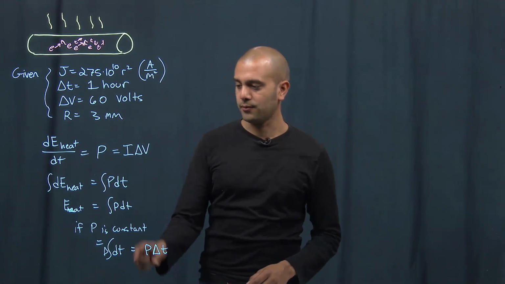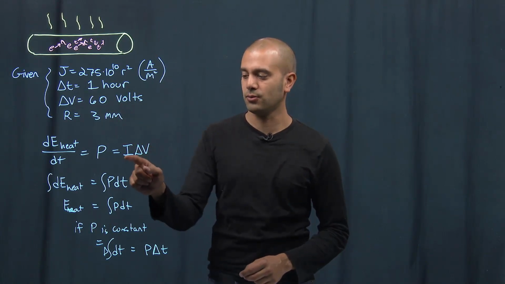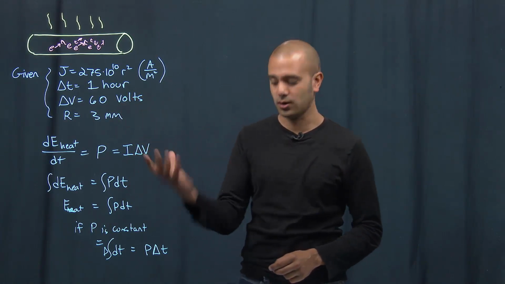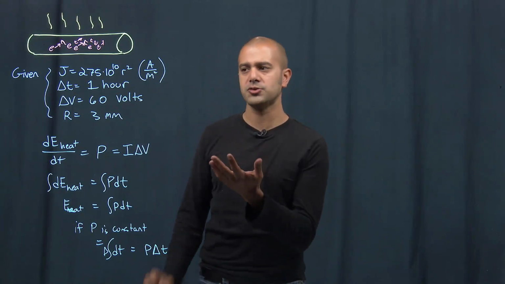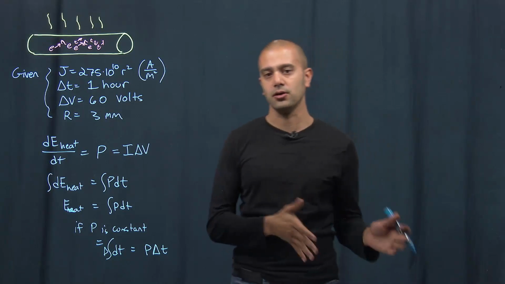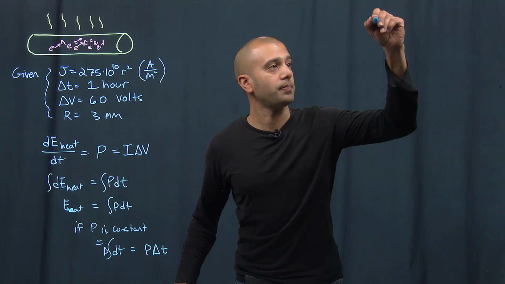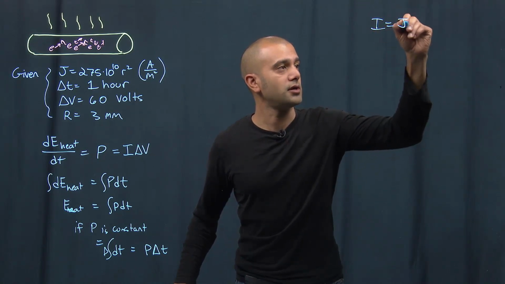All right, so we know the power is equal to the current times the delta V. We're given delta V, so that's trivial, but we need to find the current that's actually traveling through the wire. We're given something very close. We're given the current density, and we know that the current density is defined as a current per area. So let's start by writing that down. The total current is a current density times the area.